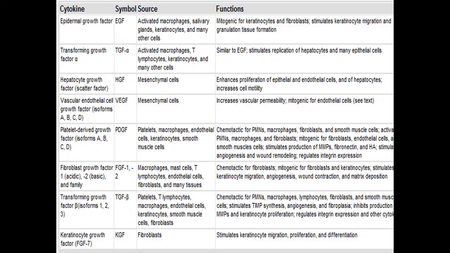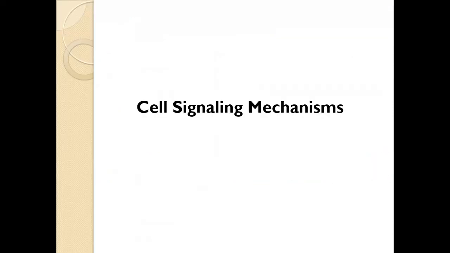This table shows different growth factors and their functions. For example, vascular endothelial growth factor, which is denoted by VEGF. These are released by mesenchymal cells, and what does this VEGF do? It will increase the vascular permeability and acts as mitogenic for endothelial cells. Students, this table is very important from your examination point of view, so you have to memorize it.